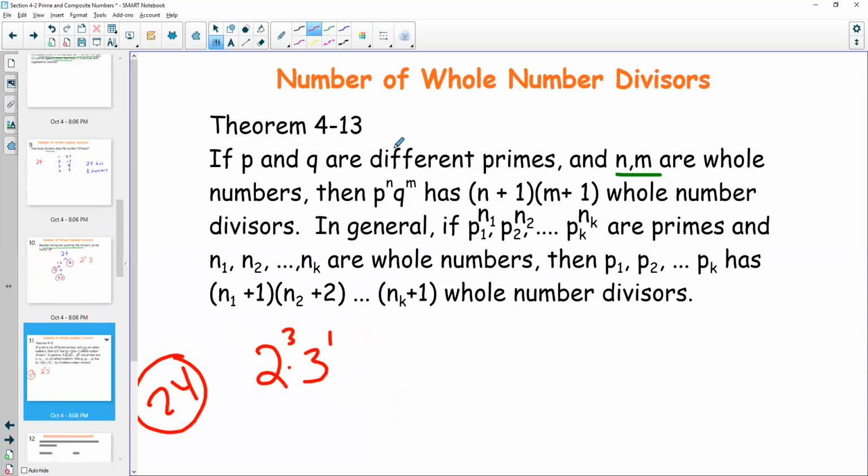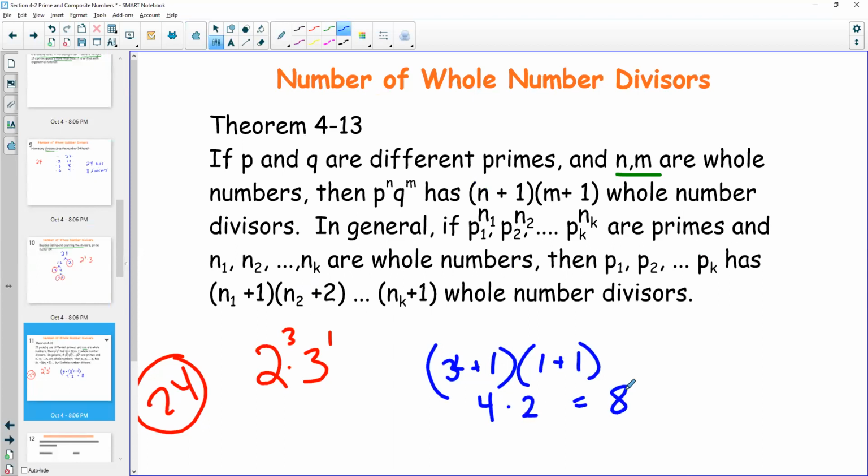Okay? So basically what this says is no matter how many things you multiply together, if they're prime, and they're to an exponent, you add 1 to each exponent, multiply them together, and that's the number of divisors. So in this case, my exponent on my 2 is a 3, plus 1 gets me 4, okay? My exponent on my 3 is a 1, plus 1. So this is going to be 4 times 2. That's going to get me 8. That's the number of whole number divisors that 24 has.